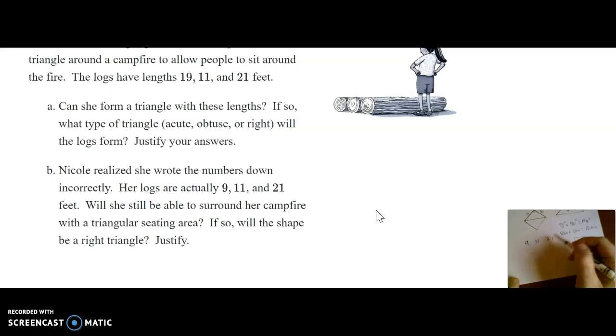your longest side. So if I try to make a triangle from these numbers, I'd have 21 as my longest side, I'd have 9, I'd have 11, but they wouldn't be able to connect because these two are not long enough. 9 plus 11 is not more than 21, so she couldn't form a triangle out of those side lengths.